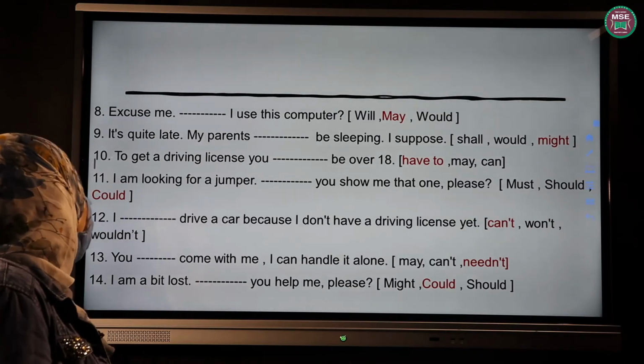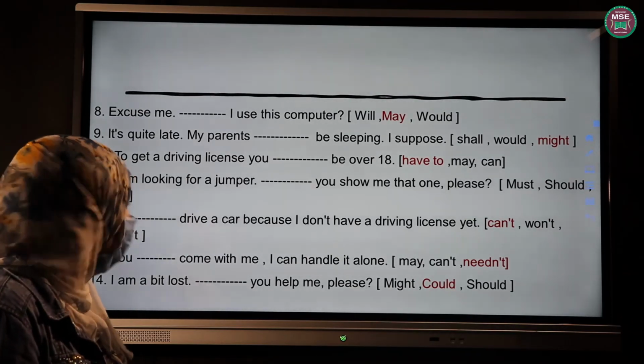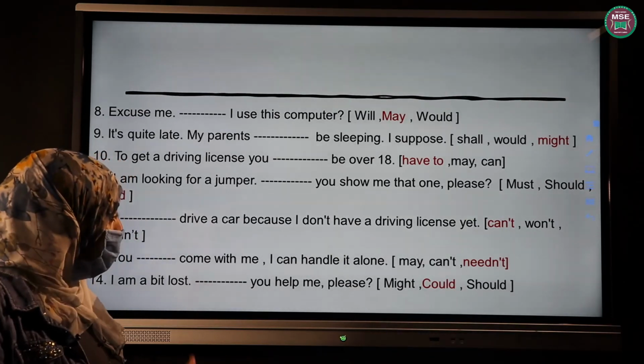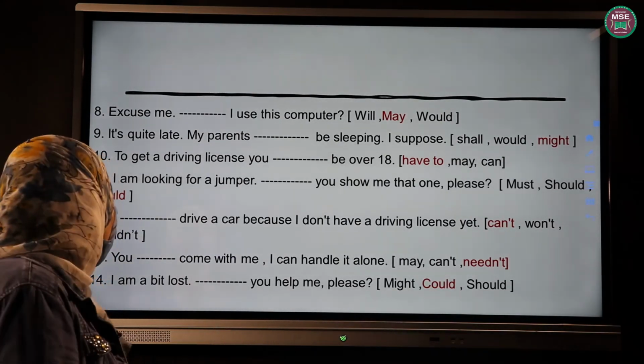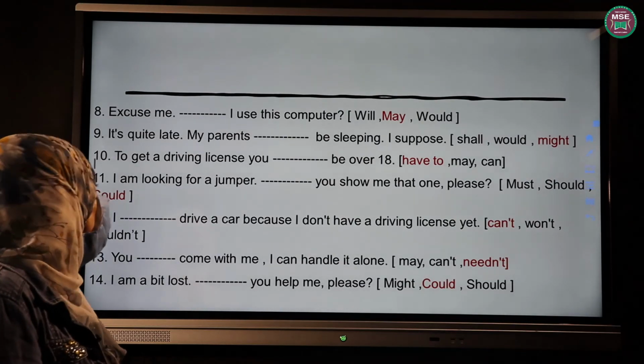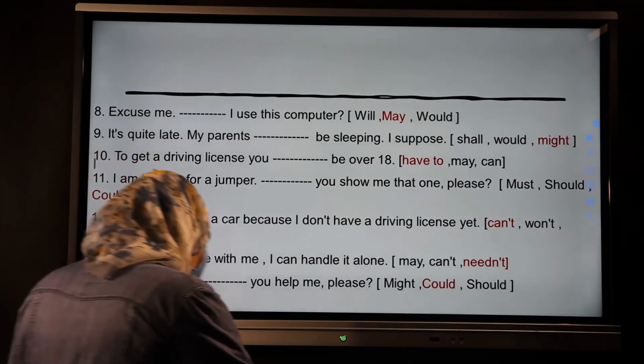Number 14: I'm a bit lost. You help me, please. Here, again, might, could, or should. You need someone's help, so you're asking. I'm a bit lost. Could you help me, please? Thank you very much.